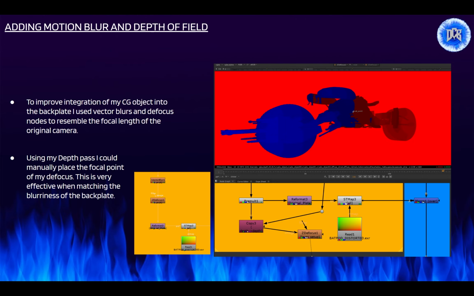To improve integration of my CG object onto the backplate, I used vector blurs and defocus nodes to resemble the focal length of the original camera. Using my depth pass, I could manually place the focal point of my defocus. This is very effective when it comes to matching the blurriness of the backplate.